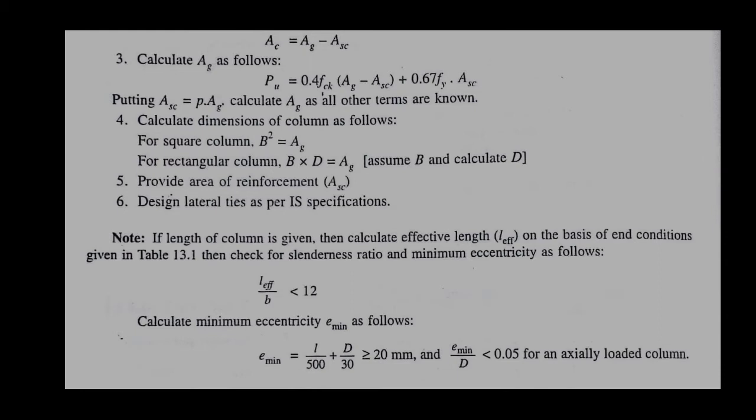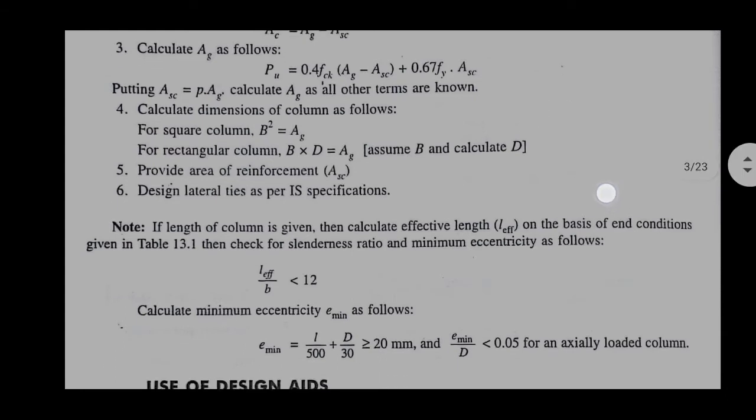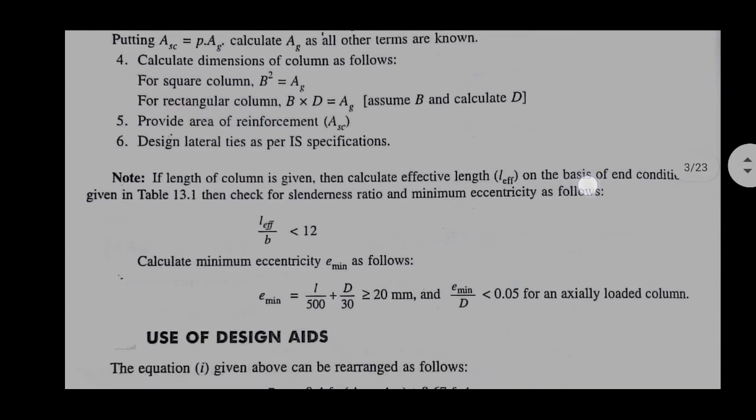Then check the slenderness ratio and minimum eccentricity as follows. L effective by B should be less than 12. After that, calculate minimum eccentricity as follows. E minimum is equal to L by 500 plus D by 30, greater than or equal to 20 mm, and E minimum by D is less than or equal to 0.05 for an axially loaded column.